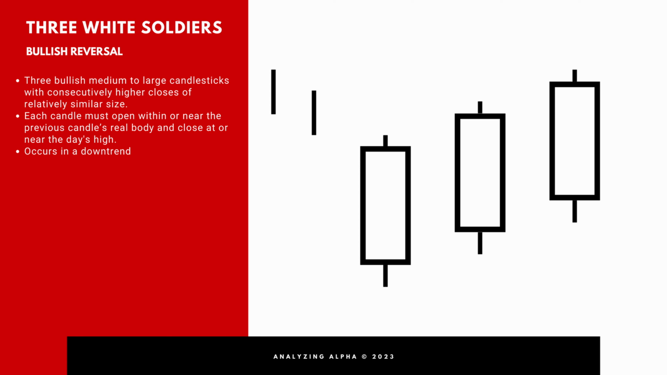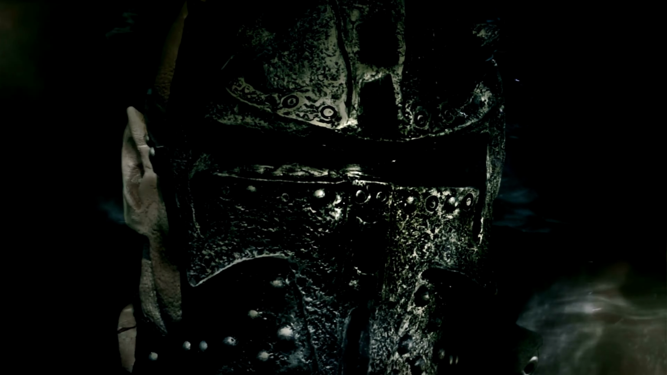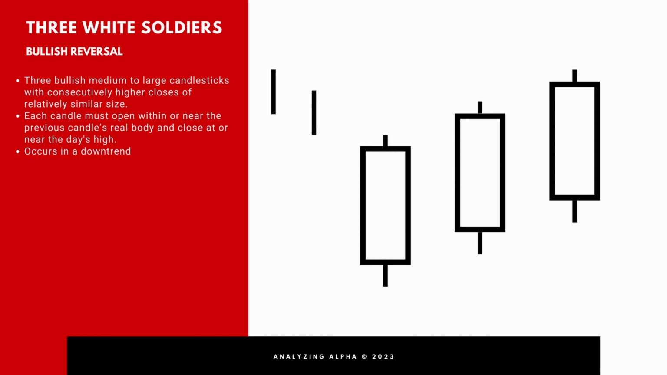Now let's look at our second candlestick pattern, the 3 white soldiers. It's a 3-bar pattern, and it's said that the 3 white soldiers are 3 white knights fighting against the darkness. You'll notice in this pattern, there's 2 tick marks sloping down. That means that this pattern is only valid in a downtrend. That's why the analogy says that they're fighting against the darkness, which is really just the downtrend. The 3 white soldiers requires 3 bullish, medium to large candlesticks with consecutively higher closes of relatively similar size. Each candle must open within or near the previous candle's real body and close at or near the high of the day. And as mentioned previously, it occurs in a downtrend.